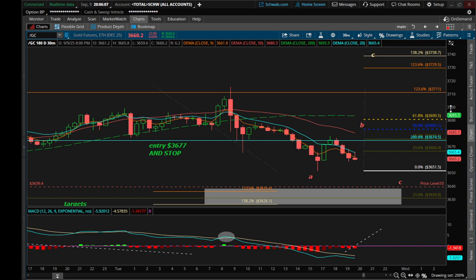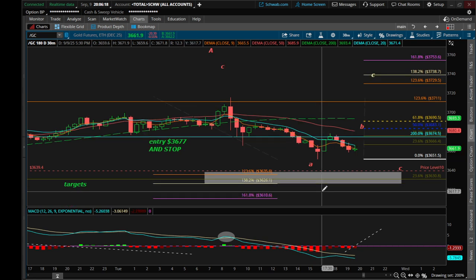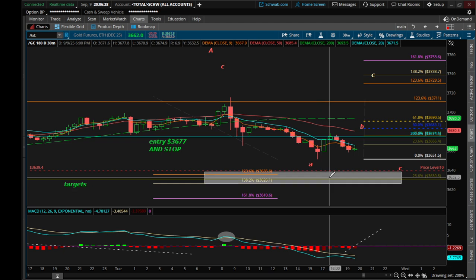for a C leg. Now the targets for the C leg are these three targets here, and I also have a retracement for the whole move. That's what's shaded in this gray box. So because of those overlapping fibs, I am anticipating some price action movement here around the 36.30 area.